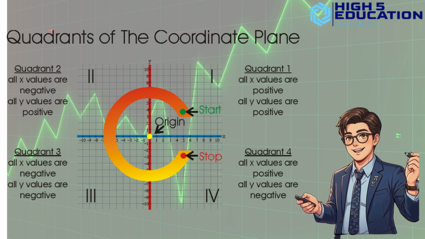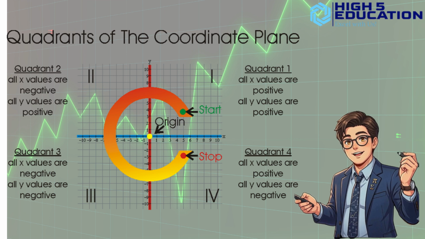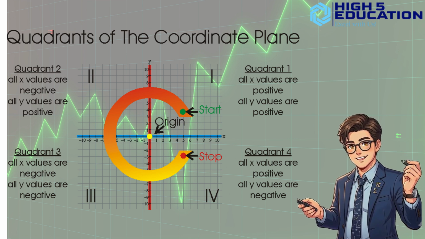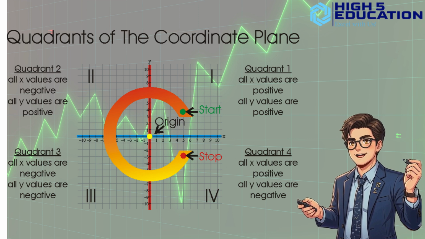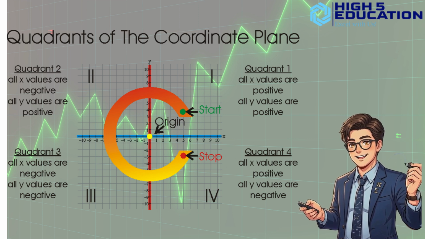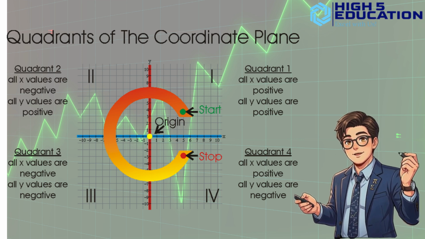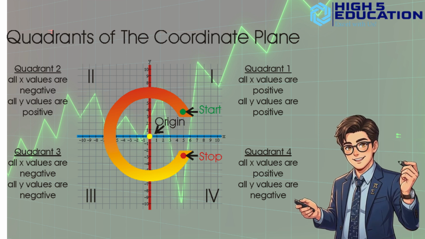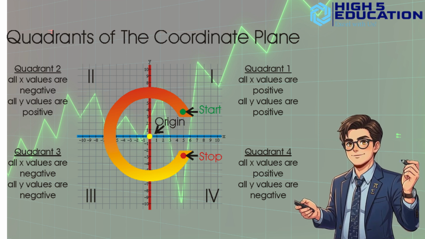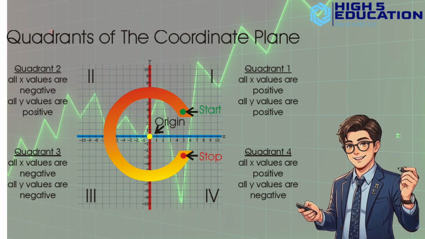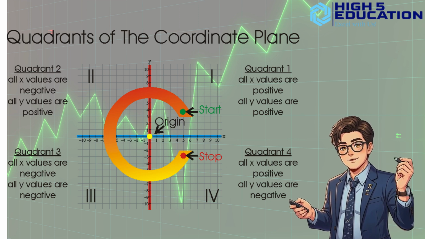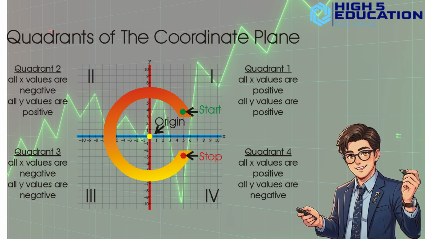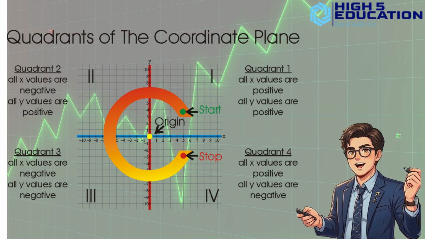Now that we know what the coordinate plane is, let's learn about its 4 quadrants. The x-axis and the y-axis divide the coordinate plane into 4 sections, called quadrants. These quadrants are numbered using Roman numerals, starting from the top right corner and moving counterclockwise. Let's explore each quadrant. Quadrant I. This is the top right section of the coordinate plane. In quadrant I, both the x values and y values are positive. For example, the point (4, 3) is in quadrant I because both numbers are positive.